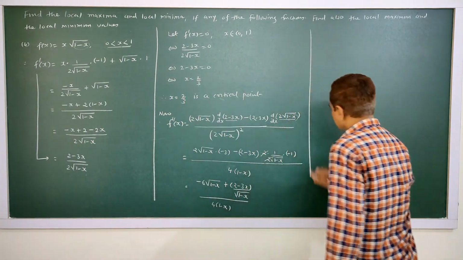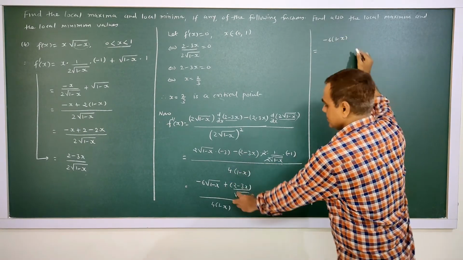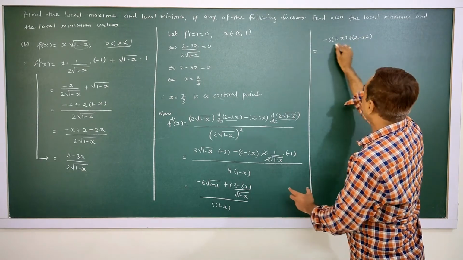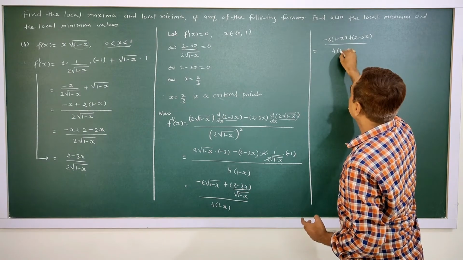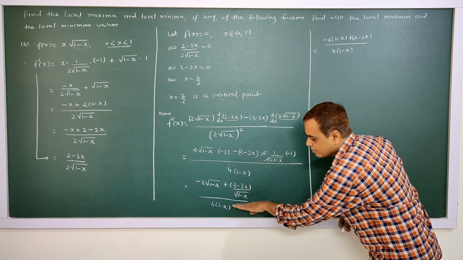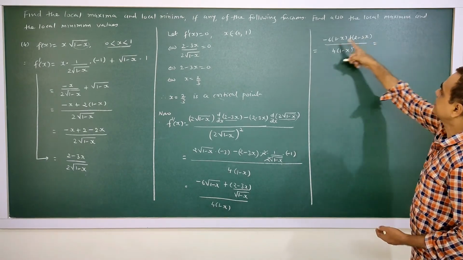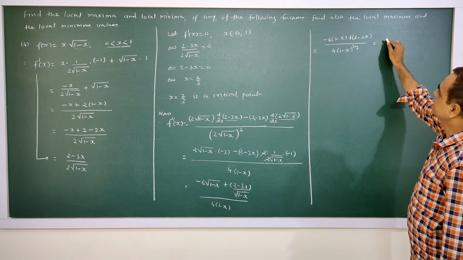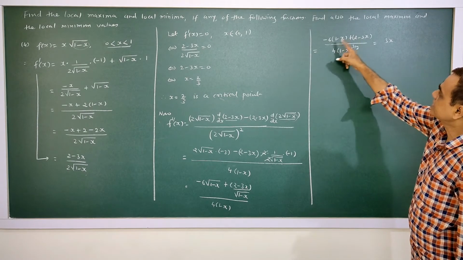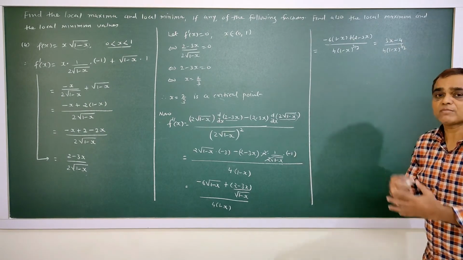Simplifying more, this is equal to minus 6 into 1 minus x plus 2 minus 3x, taking this LCM, upon the denominator 4 into 1 minus x, where the power is 1, then the half power will come in the denominator. So 1 plus 1 by 2, that is 3 by 2. So this is equal to minus 6 plus 2, that is minus 4, then 6x minus 3x is 3x. Minus 6 plus 2 is minus 4, upon 4 into 1 minus x to the power 3 by 2. This is f double dash x.